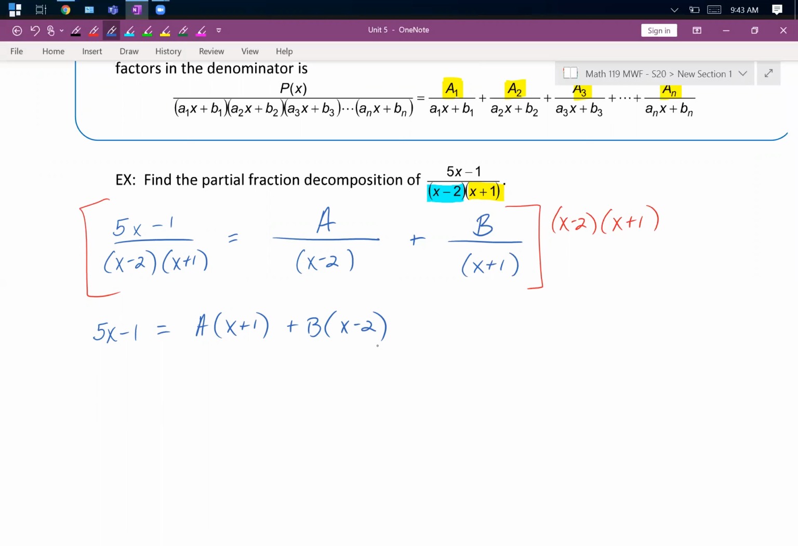Really, after you get that initial setup where you have your A's and your B's, everything that we do moving forward is the same for every single example. You multiply through by the LCD. Then we're going to clean up this right-hand side by distributing. We look to combine any like terms, but there aren't any like terms. So now we're going to rewrite our right side in descending order.